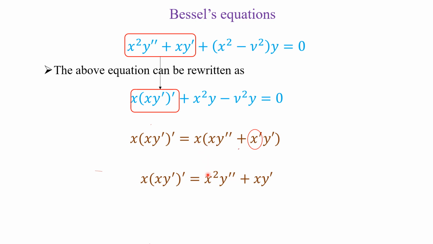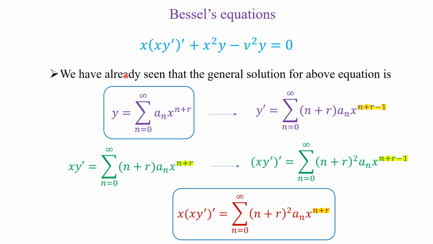So the first term becomes x squared y double prime. Then the second term will become x y prime, which is exactly the same as this one. So there is no difference if I replace this by this one, which I have shown in the red color rectangular box. Then we will move on further. You can understand why I am doing this. So now we have rewritten the Bessel equation in a convenient form. You can understand within a few minutes why this is a convenient form.